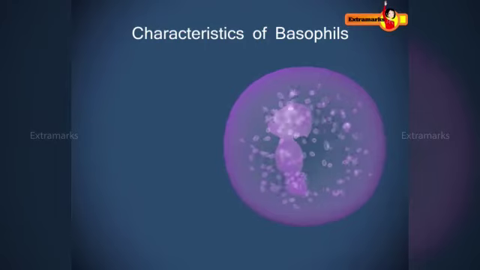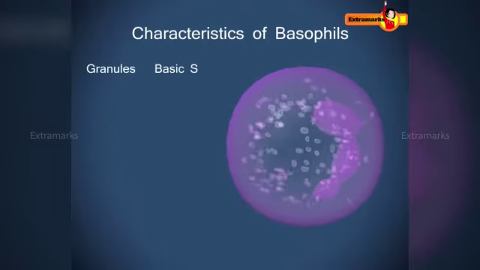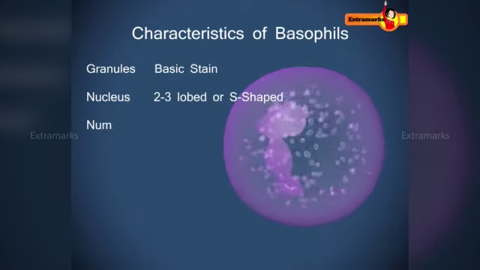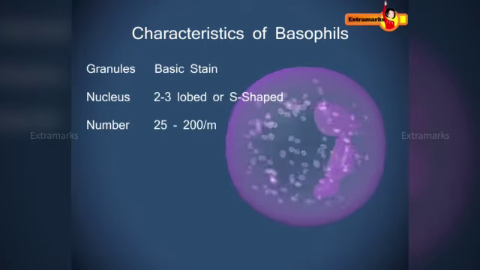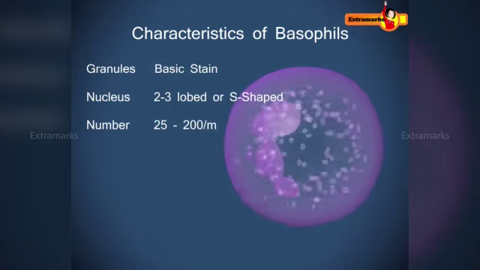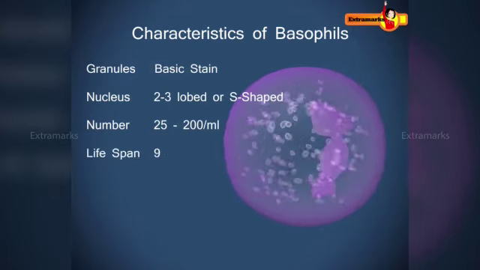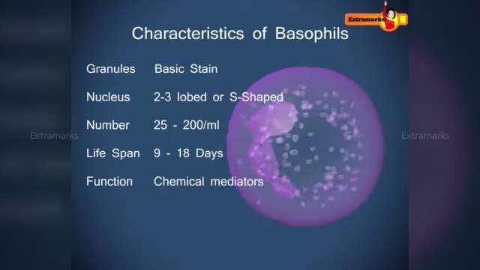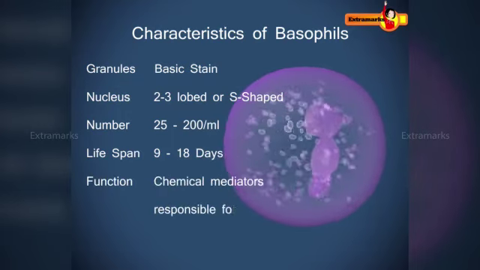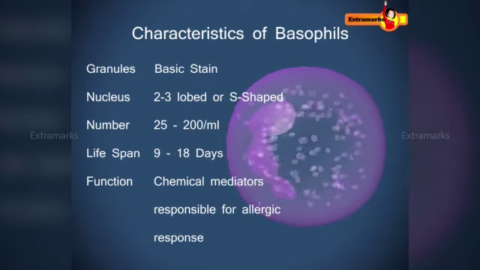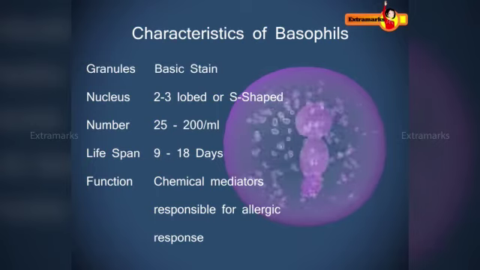Basophils contain granules that take basic stain. Their nucleus is 2 to 3 lobed. They number 25 to 200 cells per milliliter of blood. Their lifespan is 9 to 18 days. They develop into mast cell of connective tissue and secrete important chemicals that play an important role in mediating allergic response.